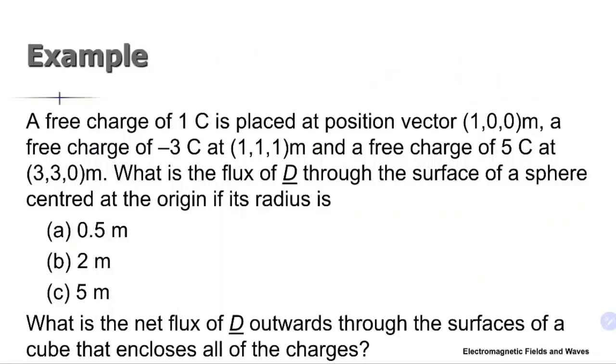Here's the example. A free charge of 1 coulomb is placed at a vector position (1, 0, 0) meter. A free charge of minus 3 coulombs at (1, 1, 1), and a free charge of 5 coulombs at (3, 3, 0) meter. What is the flux of D through the surface of a sphere centered at the origin if its radius is 0.5 meter?